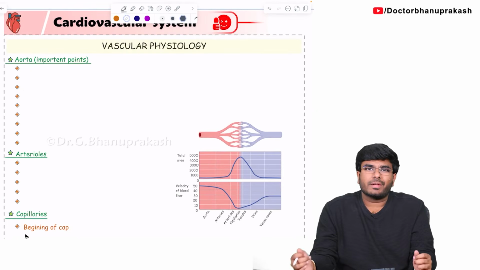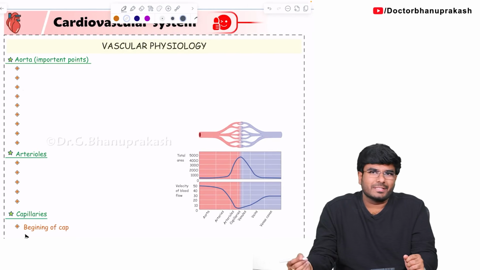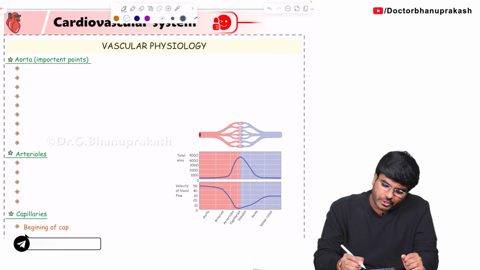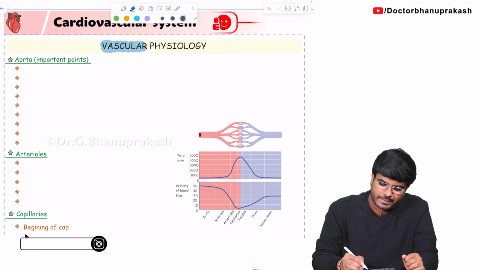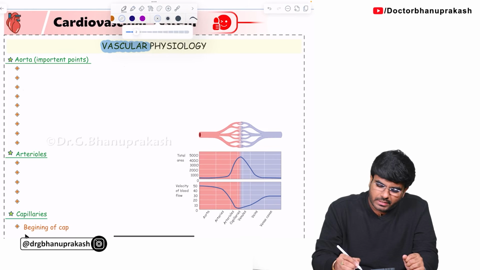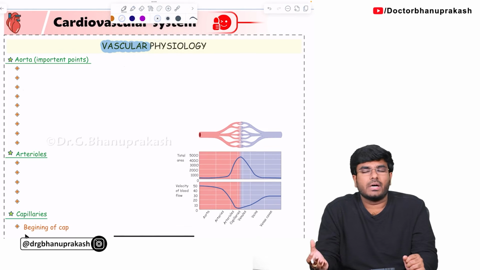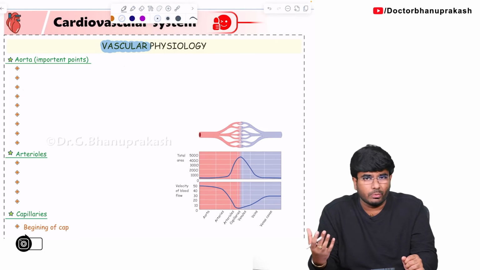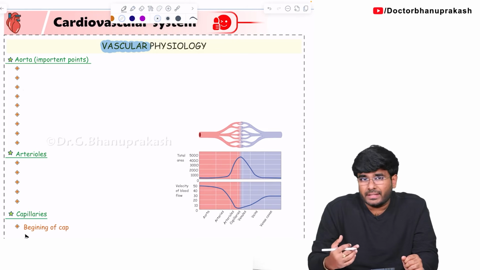Welcome back guys. Now let's discuss vascular physiology. As the name itself says, we are going to discuss the vessels. We'll be discussing different types of blood vessels like aorta, arteries, arterioles, capillaries, venules, veins, and the lymphatics.